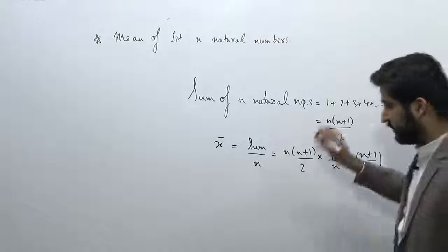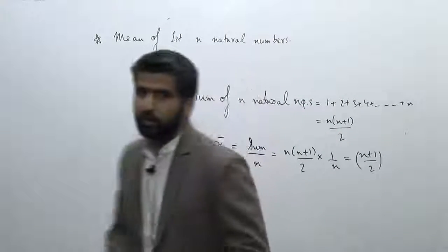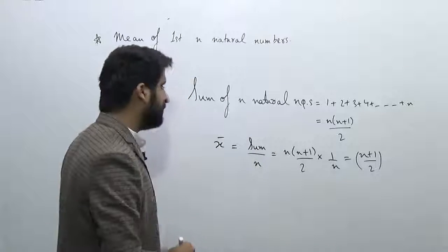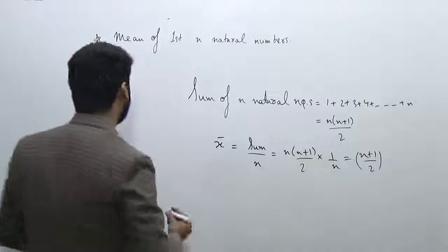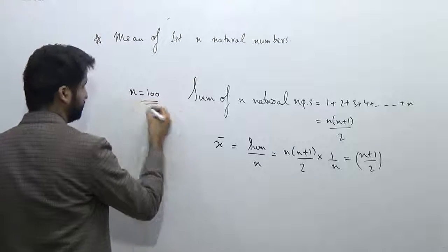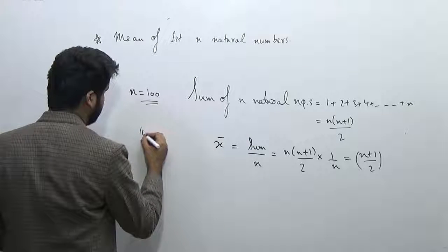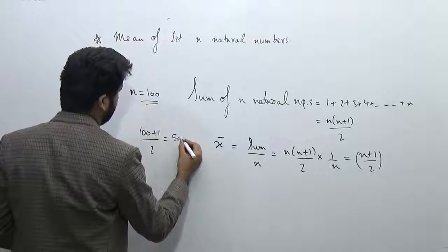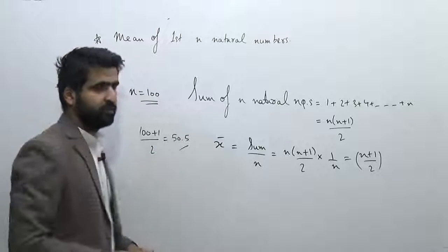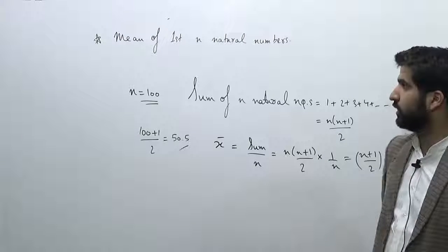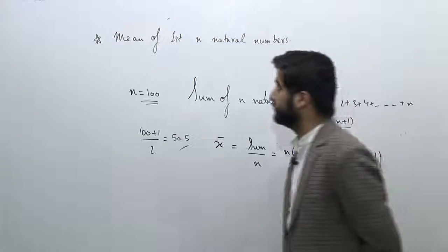So instead of calculating the whole sum by applying the formula of AP also, or by applying the special series, you can simply remember this result, that if the value of n is equal to 100, if you have to calculate the mean of first 100 natural numbers, this will be equal to 100 plus 1 divided by 2, which is equal to 50.5, 101 by 2, right? So that's how we look into these things.